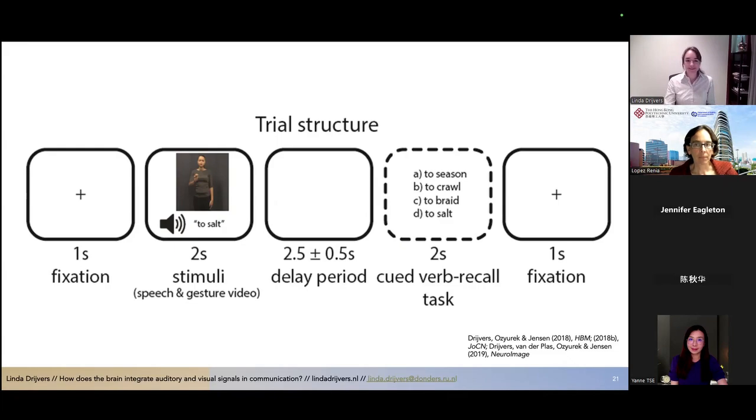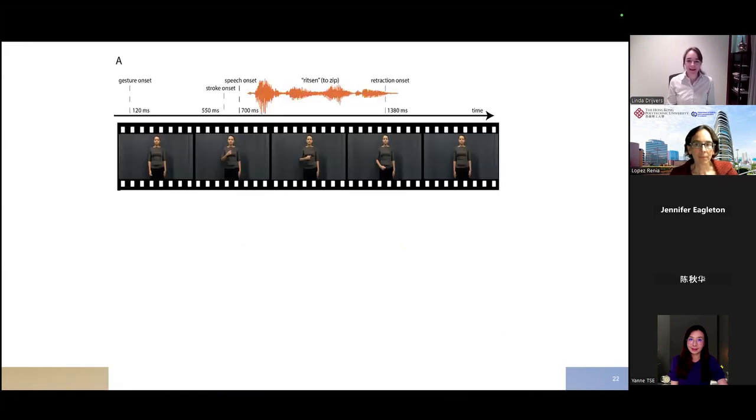Okay, so I'm jumping straight to the results. What I've made here, just to make it a bit easier, is a timeline of these different videos. The example that you see here is zipping. So that would be something like this, so zipping. After about 700 milliseconds, the speech would start in the video, and the preparation of the gesture would start at about 120 milliseconds. The stroke of the gesture and the speech would be unfolding at the same time.